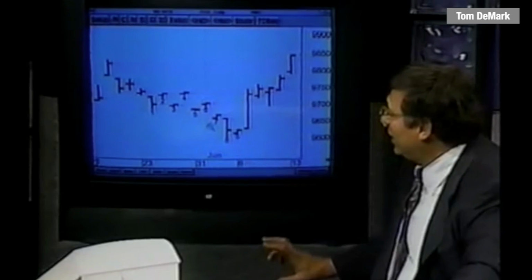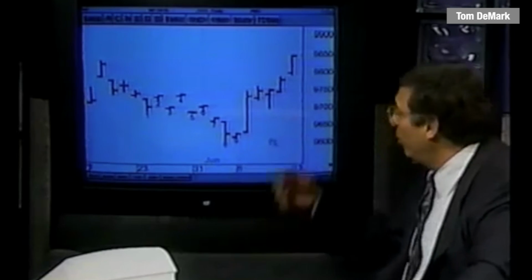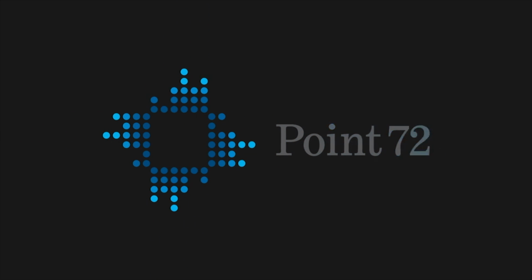In fact, this indicator is so powerful that the inventor of this indicator, Tom DeMark, was exclusively hired by Steve Cohen as his chief advisor for his very well-known hedge fund Point72 for over 20 years.